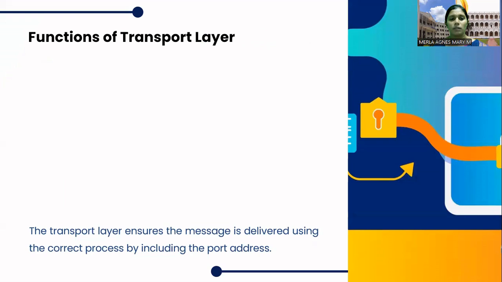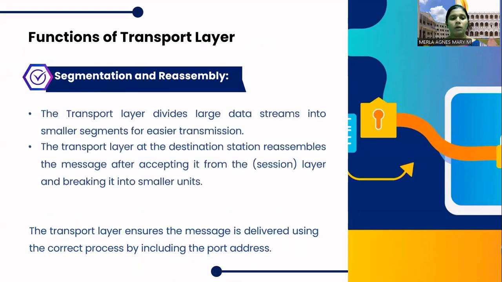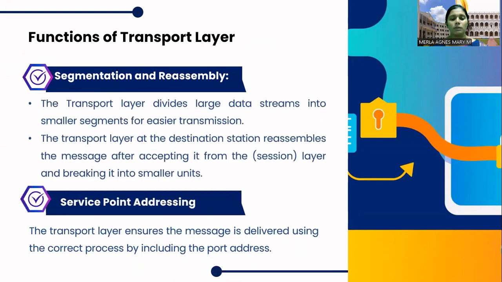Then let's see the functions of the transport layer. The first function is segmentation and reassembly, and the second function is service point addressing. Let's see the segmentation and reassembly. The transport layer divides the data streams into smaller segments. After the data comes from the session layer, the data is divided into smaller segments. That's why it is easier to send the data in streams. Then it is reassembled based on the numbers in the segments.